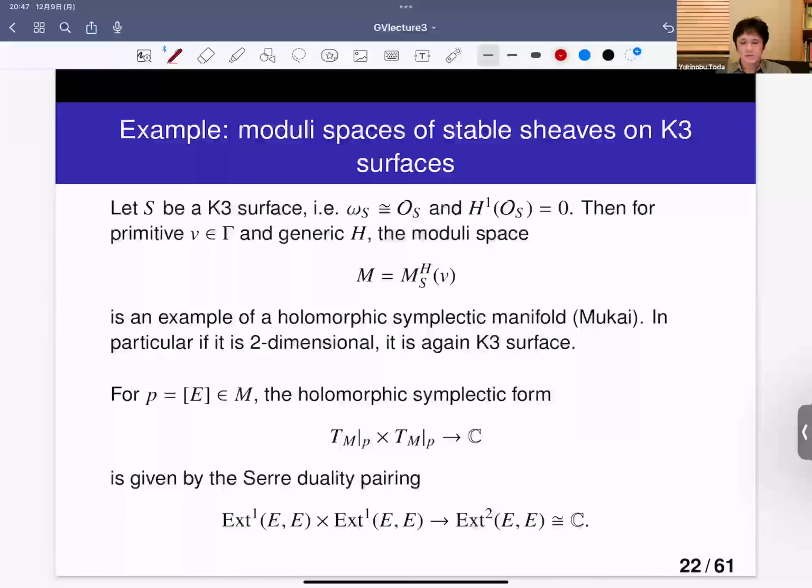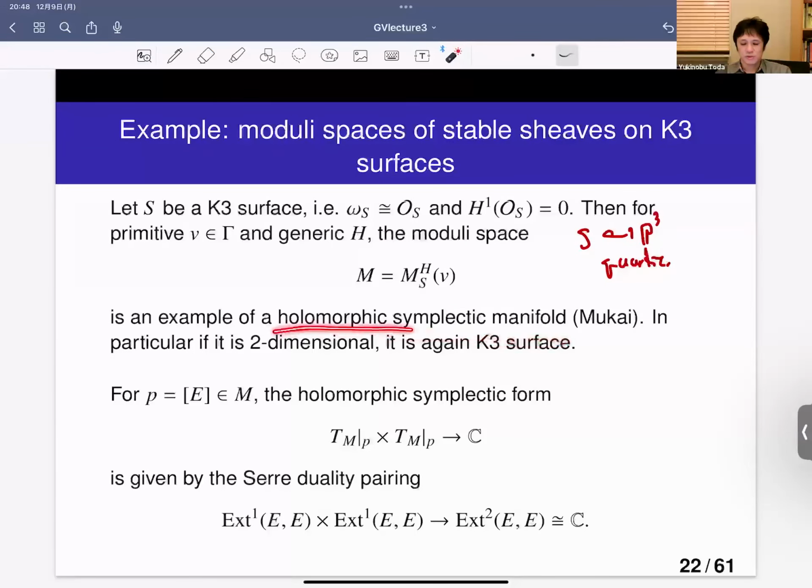And this scheme is the moduli space of H-stable sheaves. So here is a very important and famous example. Let S be a K3 surface. Recall that this means that the canonical line bundle of S is trivial, and also H^1 of O_S equals 0. For example, one example is S is a quartic K3 surface, a quartic hypersurface. Then if we consider this moduli space, which represents the moduli functor, then this moduli space is known to be a holomorphic symplectic manifold.